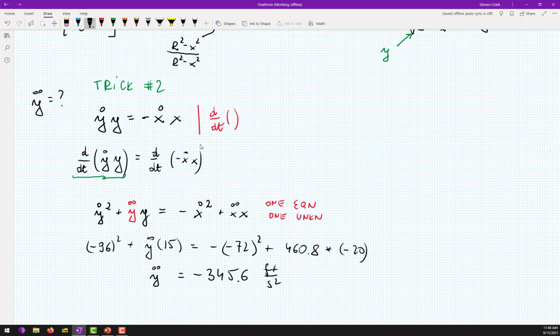We have 2 more minutes, so let me just write this down. We actually found the acceleration. Please let me know if you have questions. It is 460.8, 0, minus 3456 feet per second square.